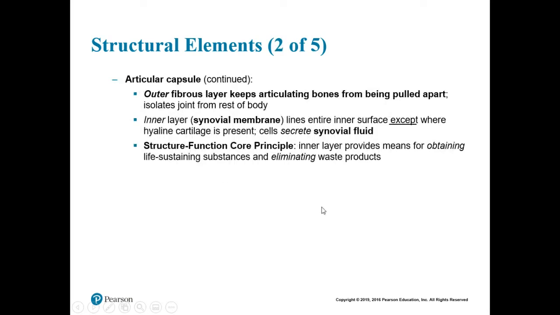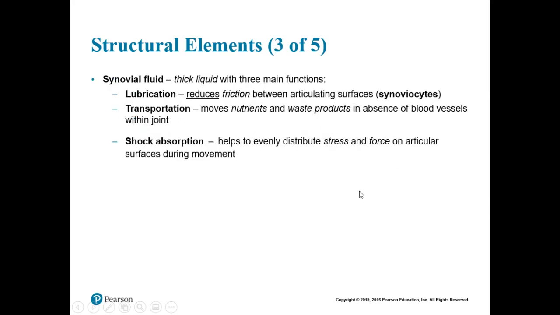The articular capsule is going to be made up of an outer fibrous layer that is stabilizing the bones of the joint, essentially, right? So as you're moving them, as muscles are contracting, this outer fibrous layer keeps the bones from being pulled apart, essentially. And then you have the inner membrane, which is lined by synoviocytes. And then deeper inside is synovial fluid.